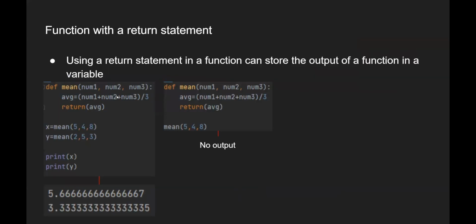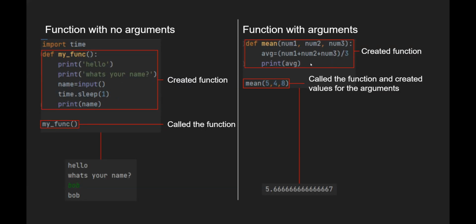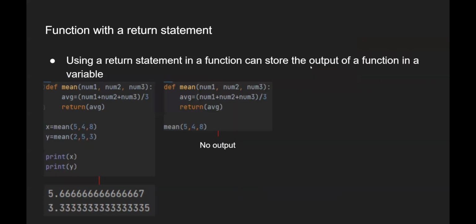So here we did a print statement at the end, and then it just outputted the variable which we saved. But instead, we can use a function called return. So you can store that output of a function in a variable. So here we did def mean, and then the arguments are num1, num2, and num3. And then we said the average equals num1 plus num2 plus num3 divided by 3. But this time we said return average.